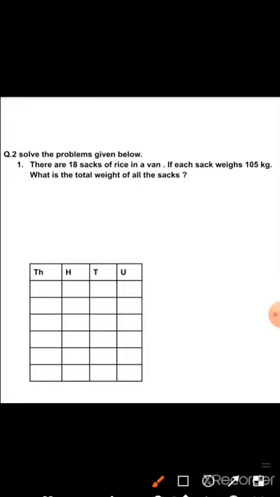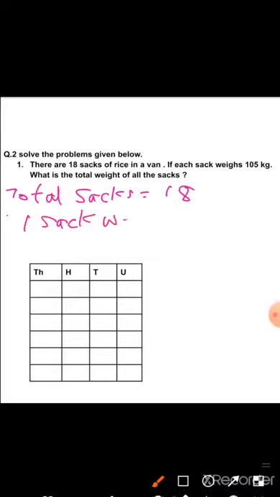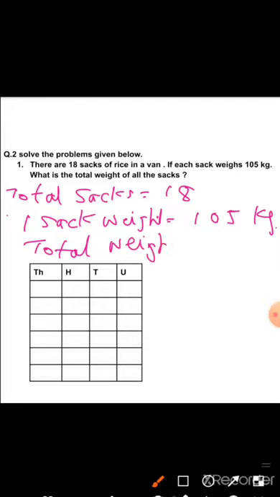First, we will write here total sacks is equal to 18. 1 sack weight is equal to 105 kg. Total weight, we need to find out the total weight. Now we will multiply 105 by 18.